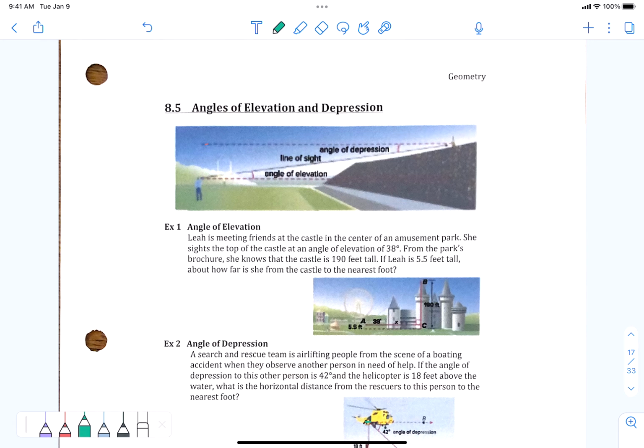All right, hi Haley. This is 8.5, angles of elevation and depression. This is SOHCAHTOA stuff. This is exactly the same thing as what we were doing in 8.4, except it's a little bit of a story problem that they give you. So it's just how the information is presented, and then you draw a triangle, and then it's all fine from there. But we're going to talk about elevation versus depression, angle-wise.